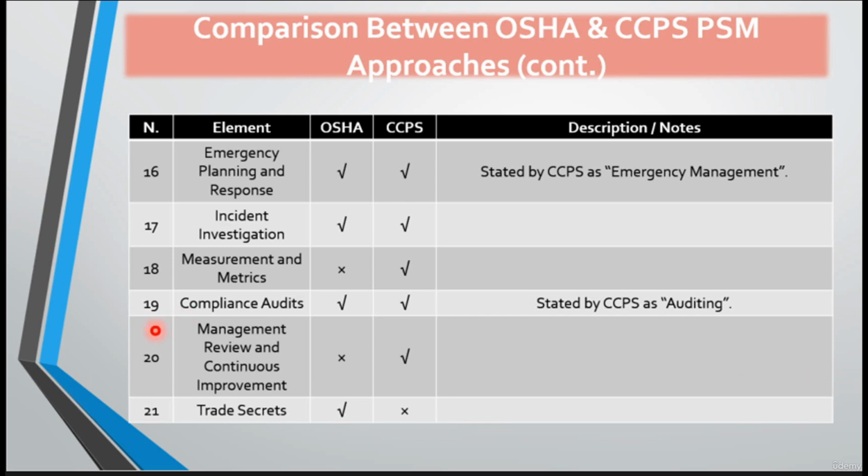Okay? Number 19, we have the compliance audits, and of course, it's adopted by both approaches, but CCPS states it as the auditing. Number 20 will be the management review and continuous improvement. This element is not adopted by OSHA, but adopted by CCPS. And here, the management review is the routine evaluation of whether management systems are performing as intended and producing the desired results as efficiently as possible. Moreover, it is the continuous ongoing review by the management that fills the gap between the day-to-day work activities and periodic formal audits. And at last, we have here the trade secrets. This element is adopted by OSHA, but not adopted by CCPS.